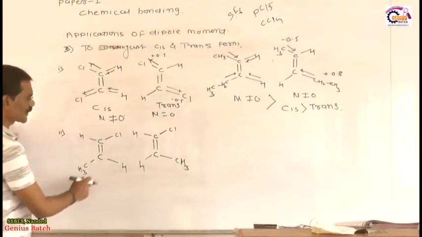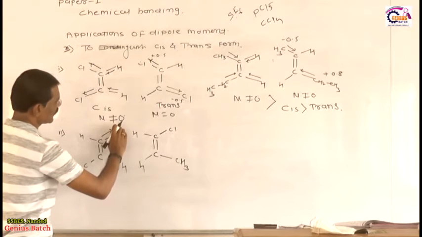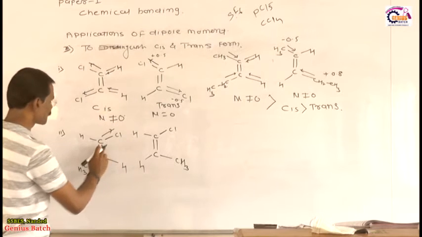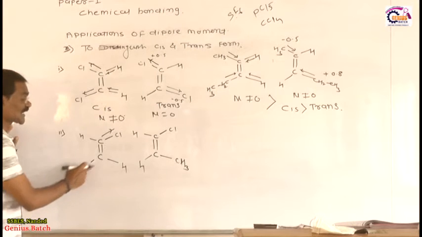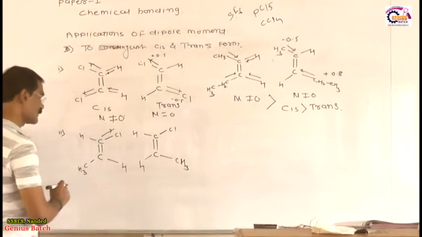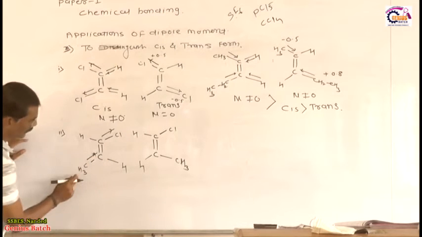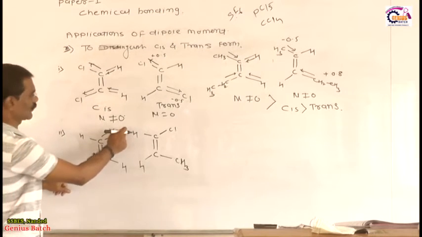These two groups have opposite inductive effect, that is, less electronegative to more electronegative. The electronegativity of Cl is greater than C, but the electronegativity of CH3 is less than C. This is greater than C, this is less than C. It means this is opposite: opposite inductive effect, less electronegative, more electronegative.